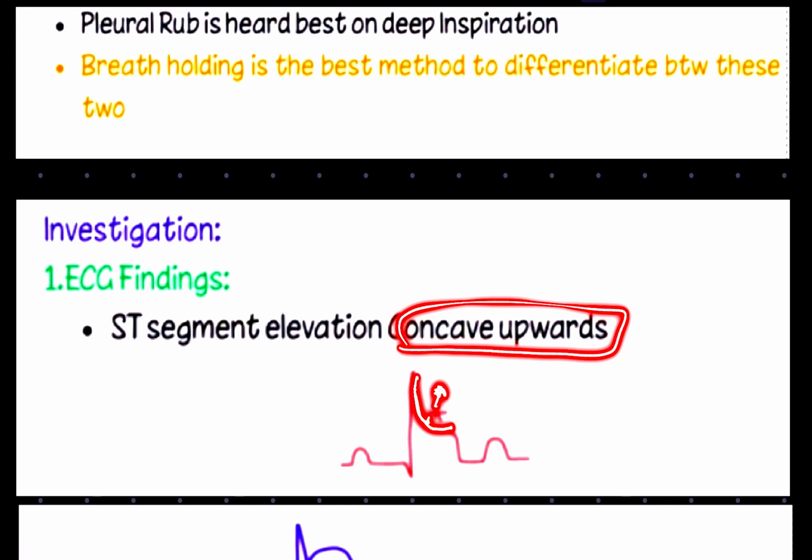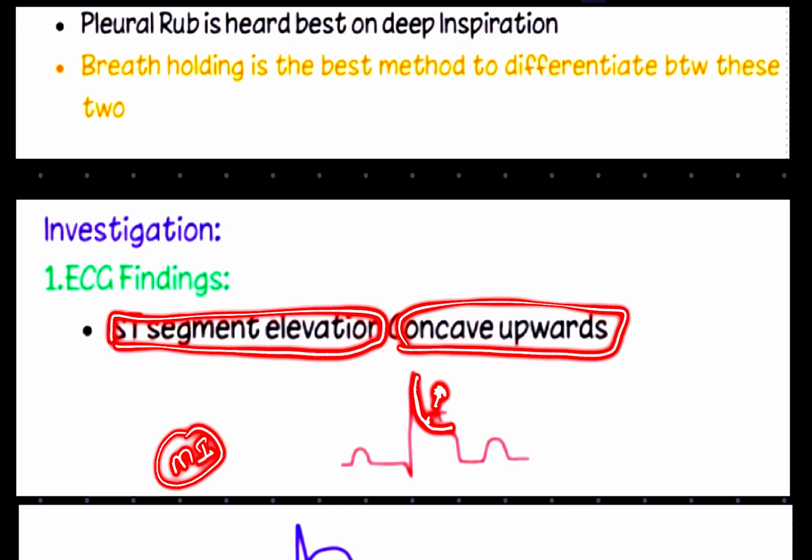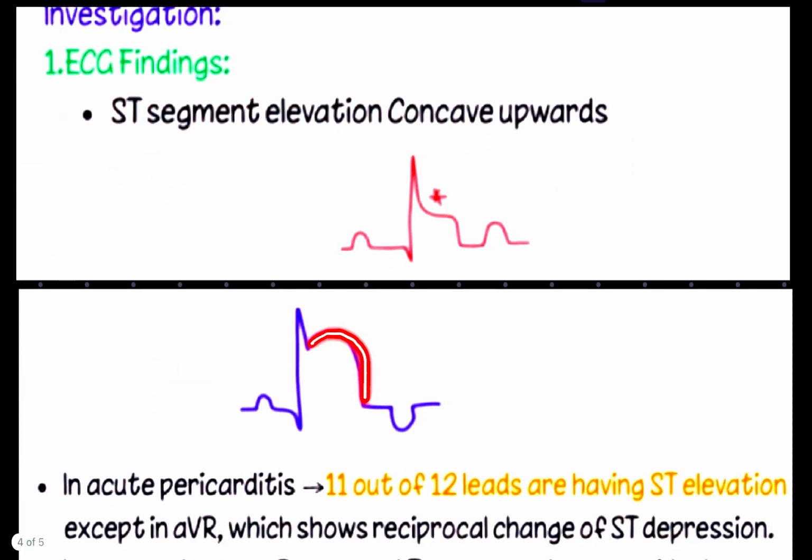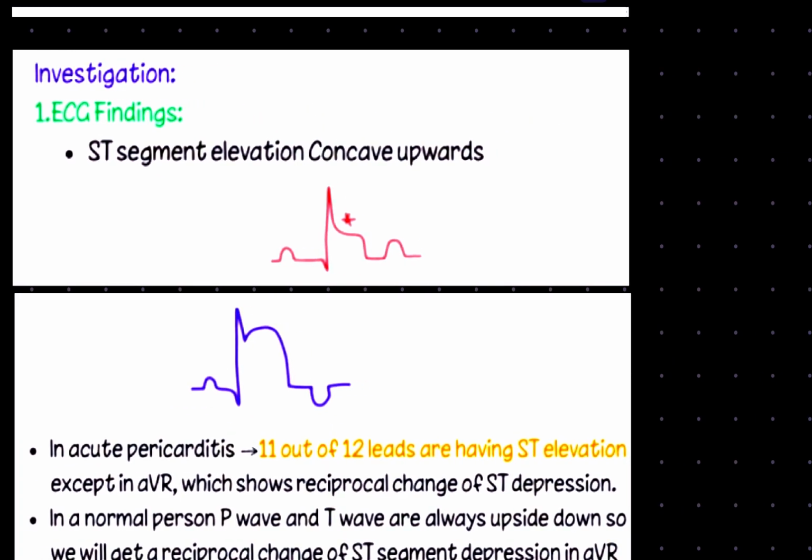Similarly, there is another condition, myocardial infarction, in which there is ST elevation, but in the case of myocardial infarction, the ST elevation is convex upward. As you can see right here, it is convex upward. And talking about acute pericarditis, it is spread everywhere. So 11 out of 12 leads have ST elevation except aVR.